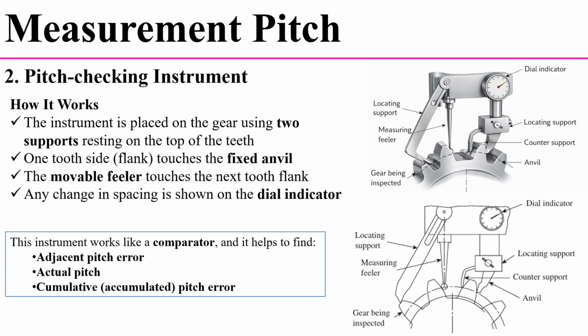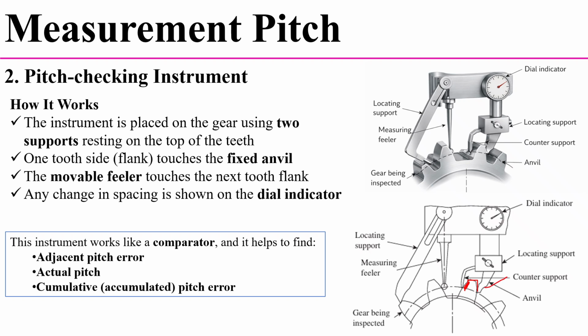Let's see the working principle of the pitch checking instrument. The instrument is placed on the gear using two supports resting on the top of the teeth. Here we have to observe schematically. Next, one tooth side, which is the flank, touches the fixed anvil. So here I have to observe, the flank touches the fixed anvil.